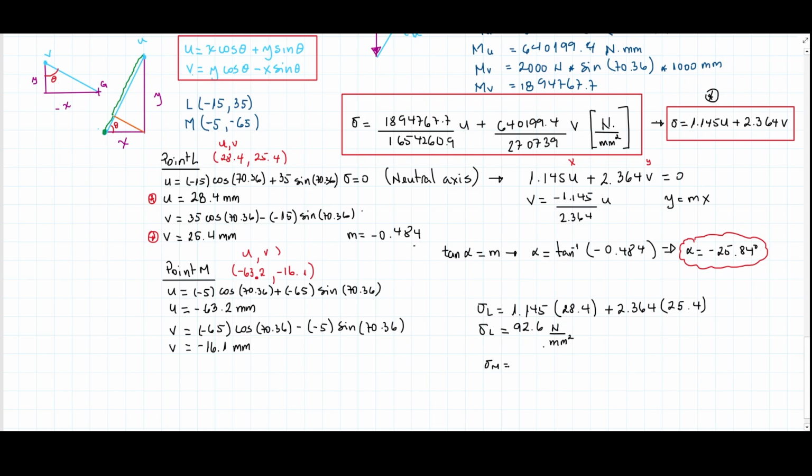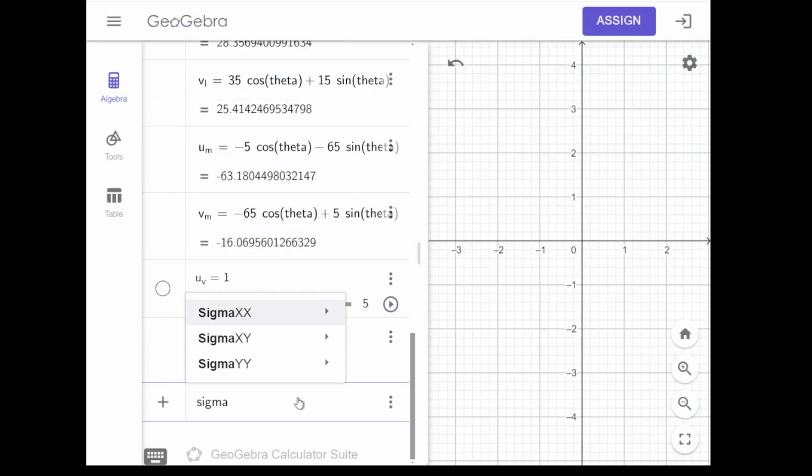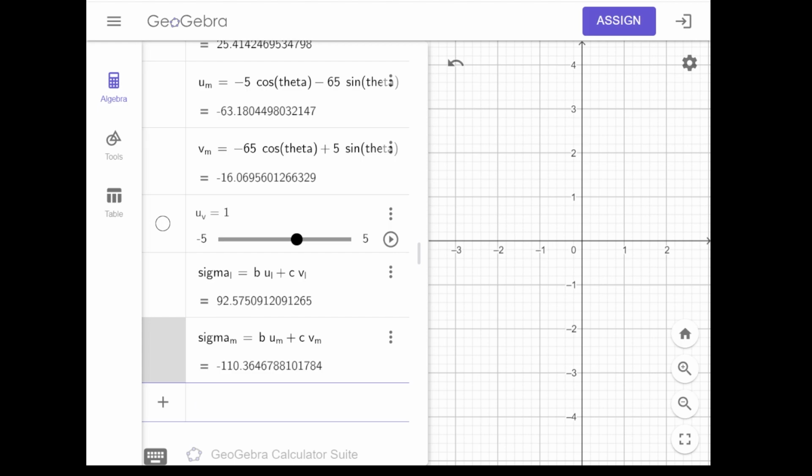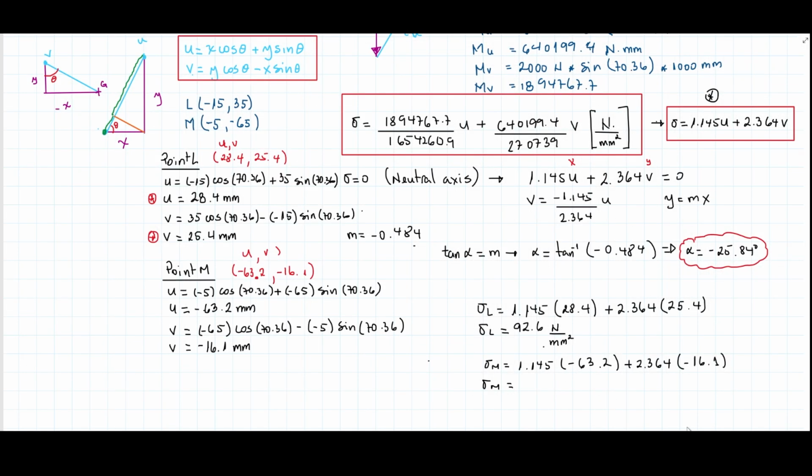Now, sigma M is going to be the same kind of approach. We're going to use the stress formula. We're going to have 1.145 times minus 63.2 plus 2.364 times minus 16.1. Then sigma M, let's go back to GeoGebra, equals B times UM plus C times VM. And this is the other stress that we were looking for, and that is 110.4, negative, because it is in compression as we assumed. So this is going to be minus 110.4 newtons per square millimeter.